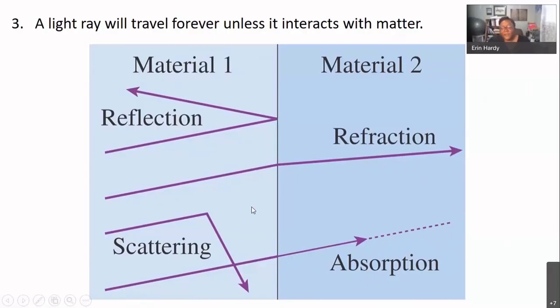So we have reflection, refraction, scattering, absorption. I mentioned that there's a fifth interaction that we could add to this diagram, and it is transmission. I used that term a little bit earlier. In the case of refraction and absorption, some of this light is going from material 1 to material 2.